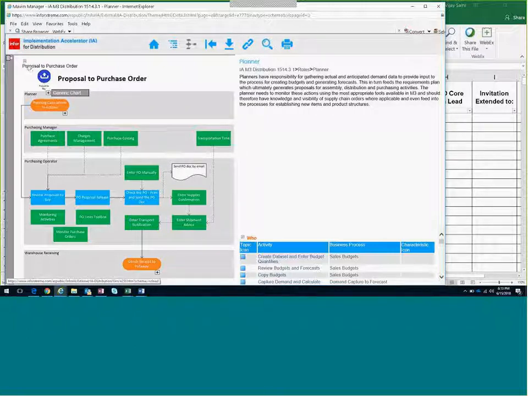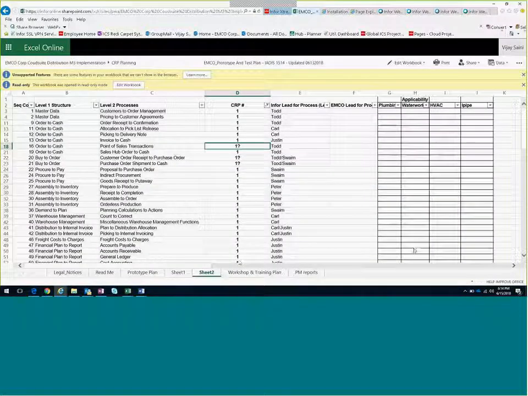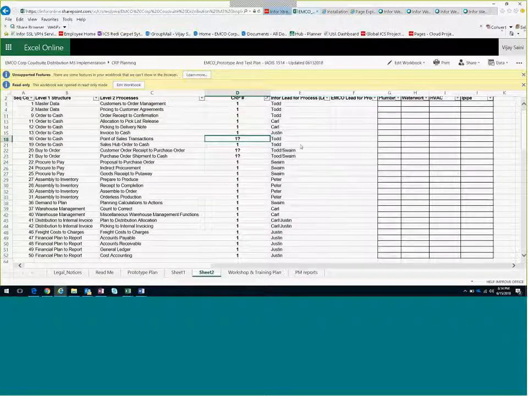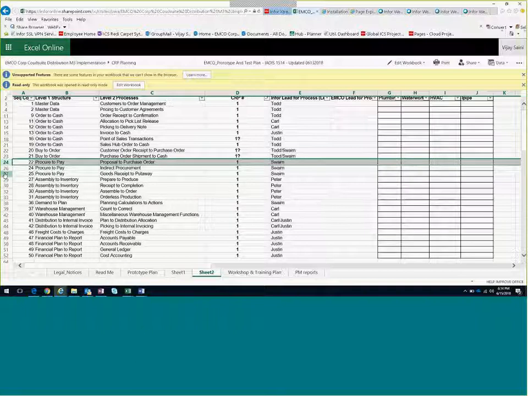I'm just trying to get some clarity. If you go back to your spreadsheet, you said Swayam is going to do demand to plan, planning, calculations to actions, correct. Sorry, let's focus on procure to pay, because that's what you have on. So procure to pay, you're going to do proposal to purchase order, right?